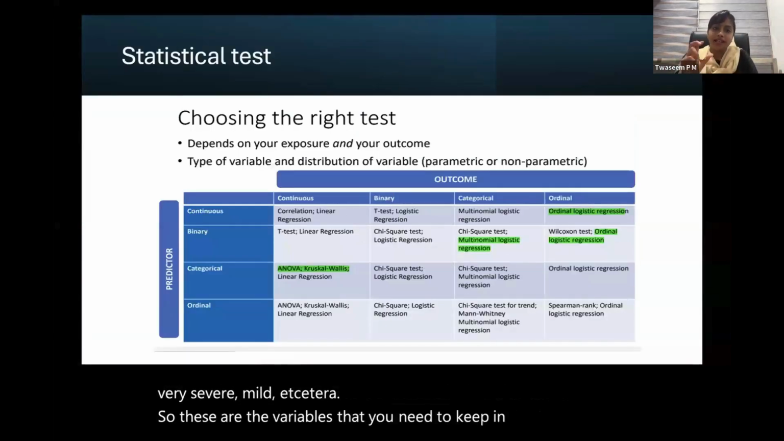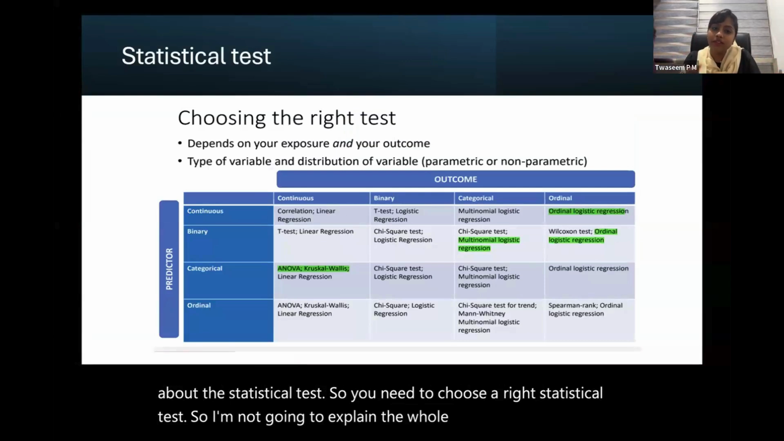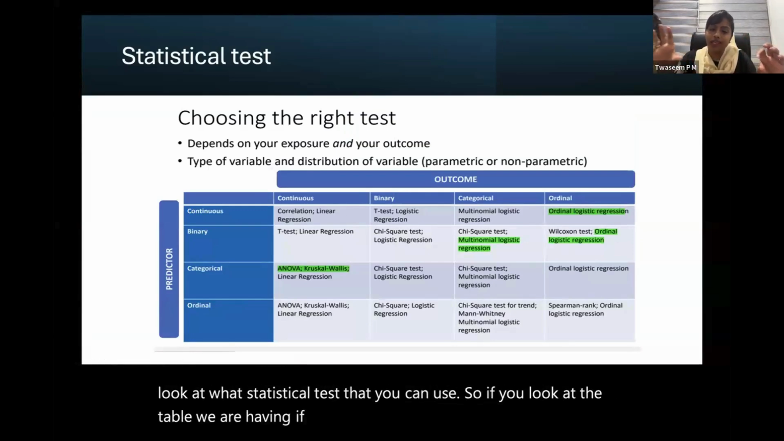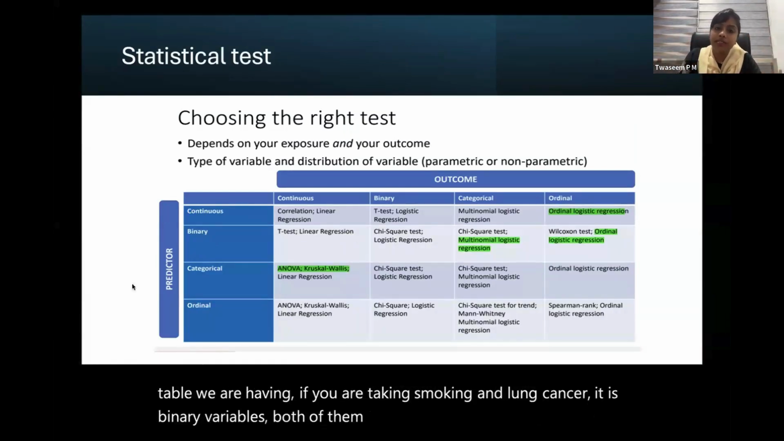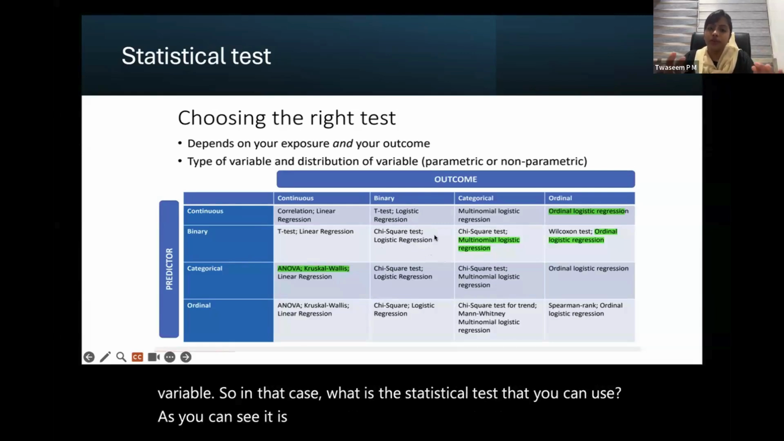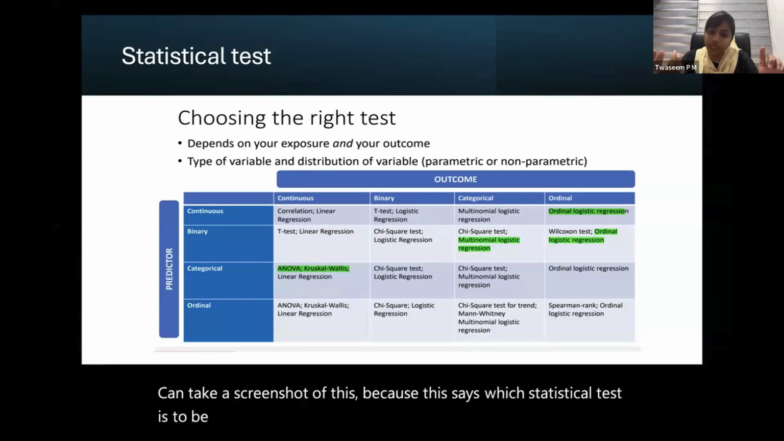So next about the statistical test. You need to choose the right statistical test. I'm not going to explain the whole table, but you can have a look at what statistical test you can use. If you look at the table, if you're taking smoking and lung cancer, both of them are binary variables. So outcome and predictor are binary variables. In that case, what is the statistical test that you can use? As you can see, it is the chi-square test. If you want, you can take a screenshot of this, because this says which statistical test is to be used according to the variable.